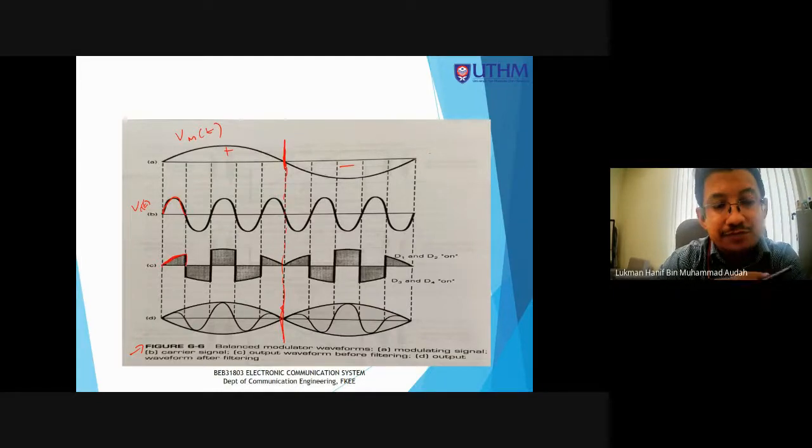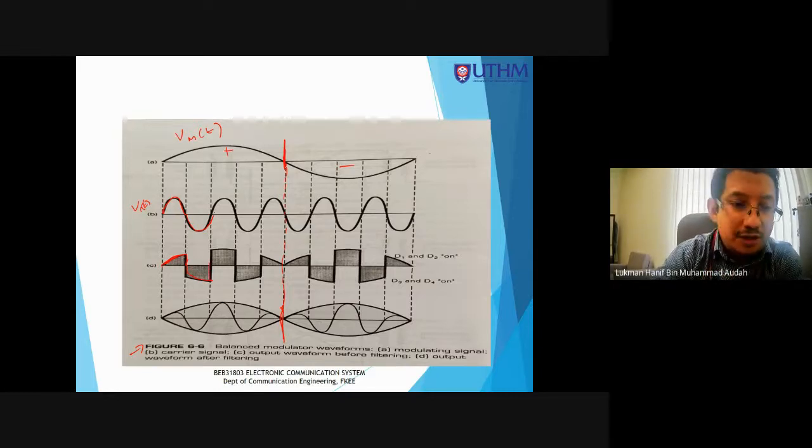Positive output. Kemudian polarity carrier berubah. Okay, polarity carrier berubah kepada negatif, dan output yang terhasil adalah negatif. Kemudian polarity carrier berubah menjadi positif semula. So jadi macam ni outputnya, dan seterusnya.